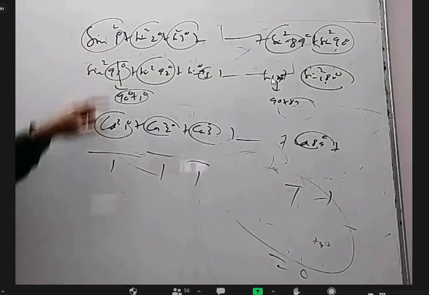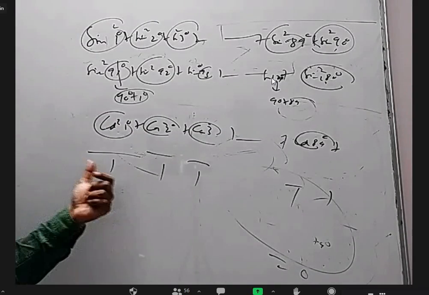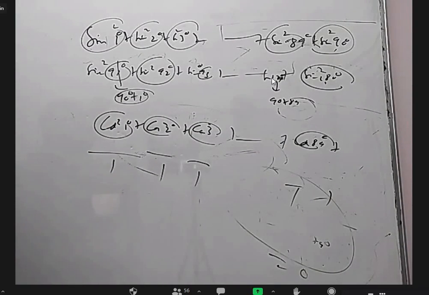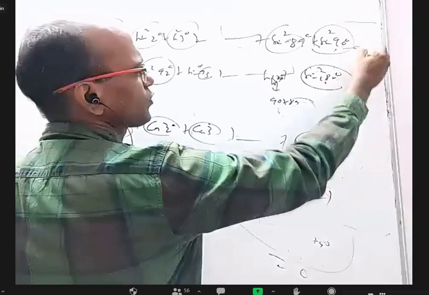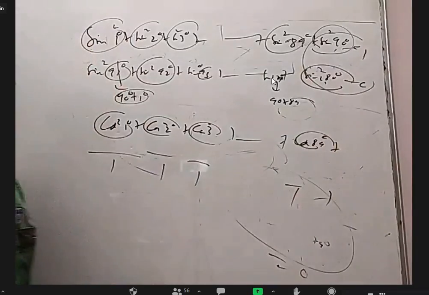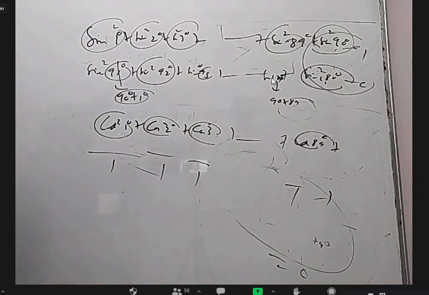So the answer is 90. Even though this one is 1 and this one is 0, the sum is 1 only. So every pair is giving 1, like that 90 pairs. So the answer is 90: 1 plus 1 plus 1, 90.